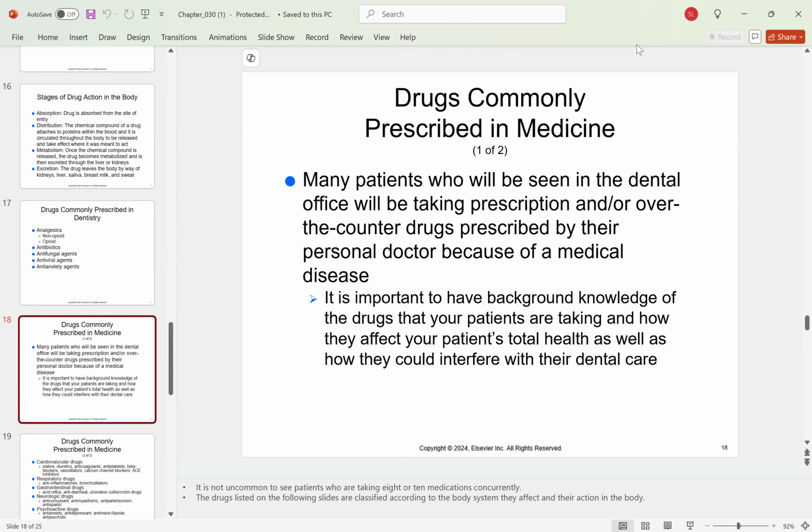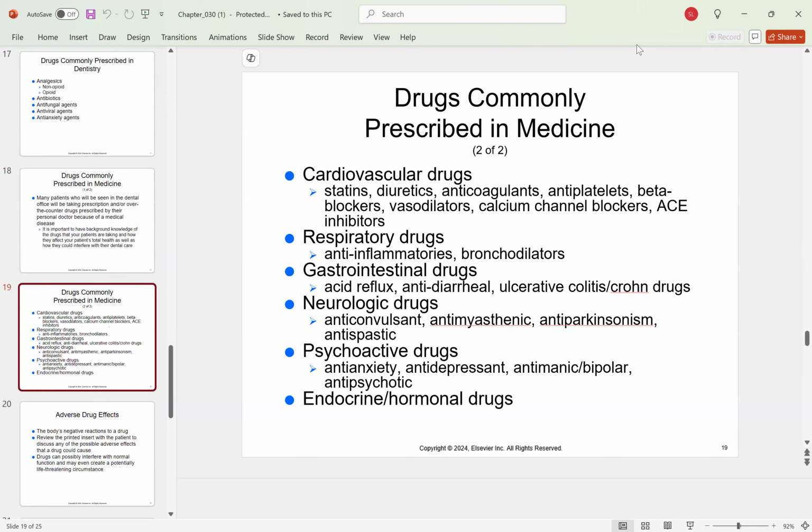Many patients who will be seen in the dental office will be taking prescription or over-the-counter drugs prescribed by their personal doctor because of medical disease. So we want to have a background knowledge of the drugs that our patients are taking and how they affect the patient's total health, as well as how they could interfere with dental care or drugs that we might prescribe to the patient. We'll see some of these drugs in health histories, and they can include cardiovascular, respiratory, gastrointestinal, neurologic, psychoactive, and endocrine or hormonal.